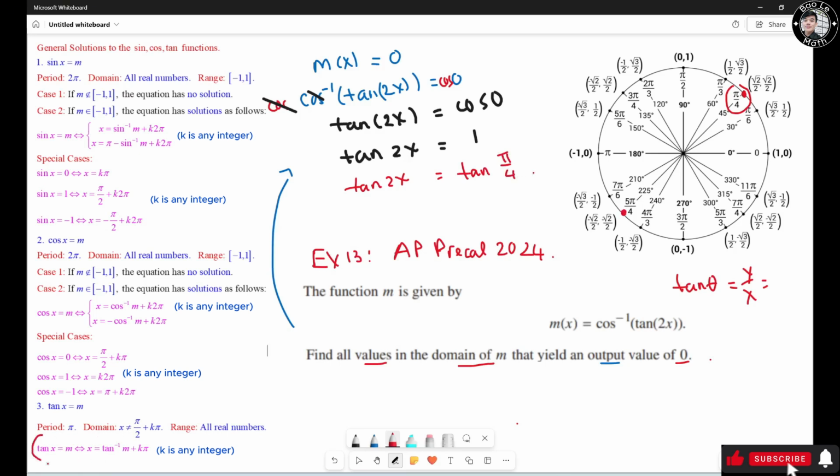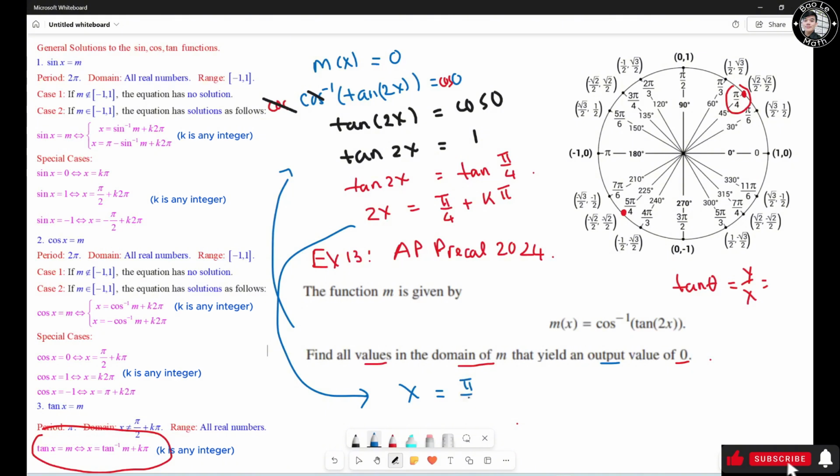Now I use the formula right here. So I have 2s equals pi over 4 plus k pi. Then I divide both sides by 2. It's going to be s equals pi over 8 plus k pi over 2. K is any integer.